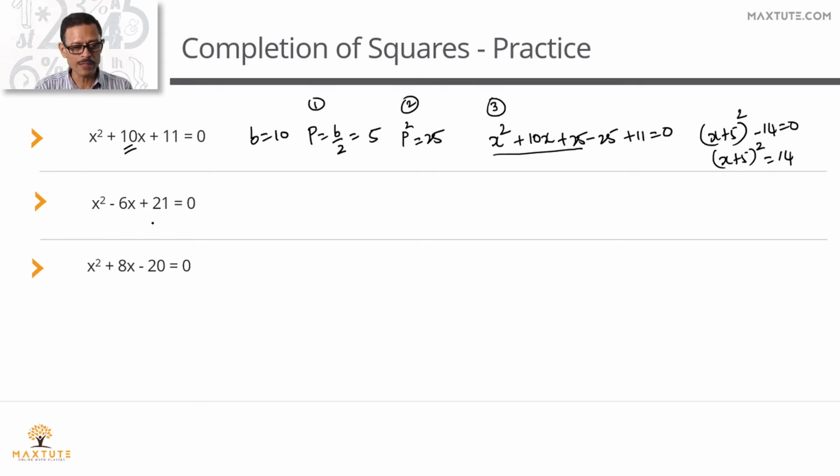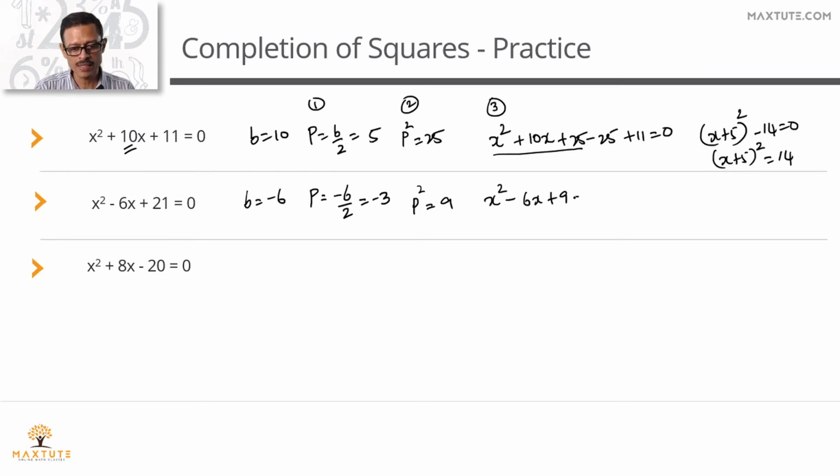I'm going to quickly wrap it up. What is b for the second equation? b is equal to minus 6. So what is p? p is equal to minus 6 divided by 2, which is equal to minus 3. Step 2, I'm going to be computing the value of p square. If p is minus 3, p square is equal to 9. I'm going to add a 9, subtract a 9 to this equation. So you'll have x square minus 6x plus 9.